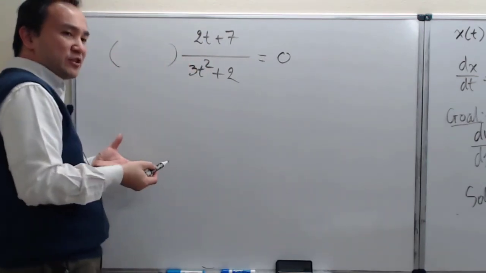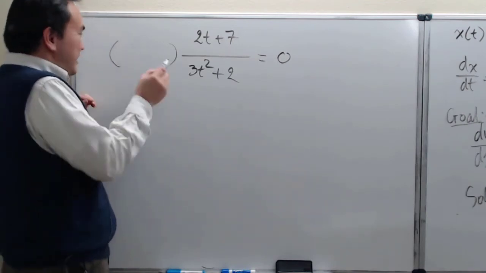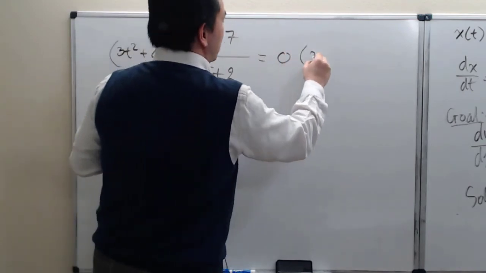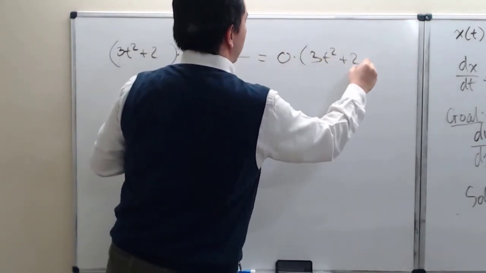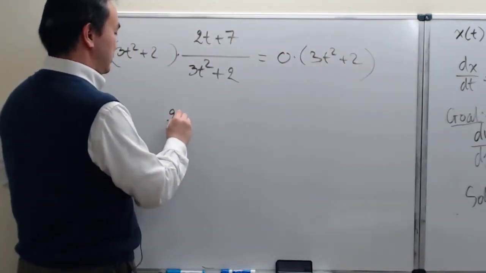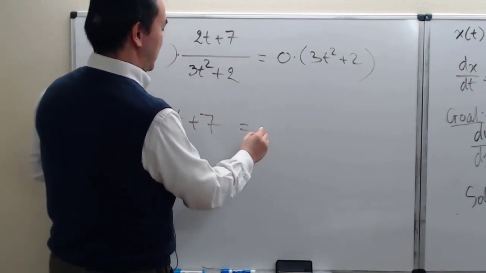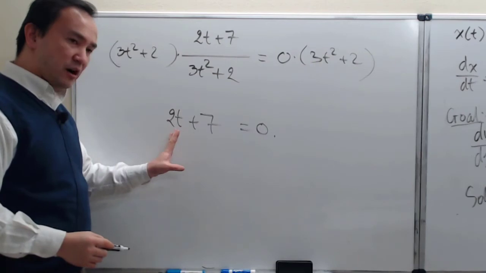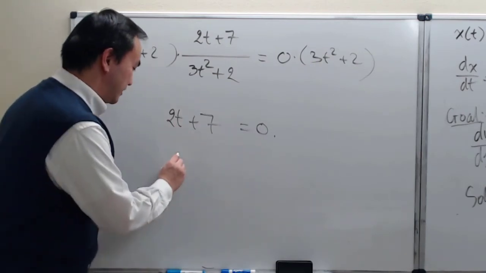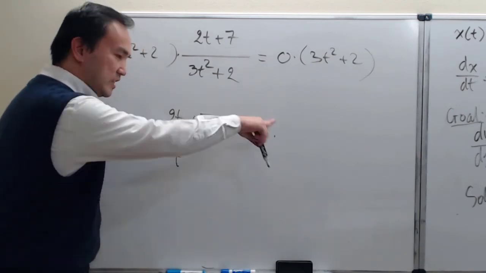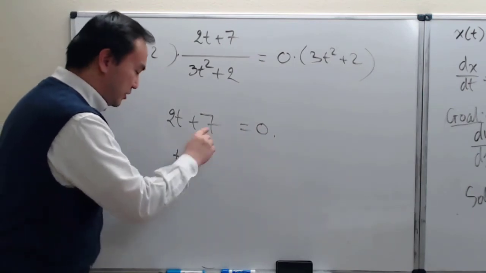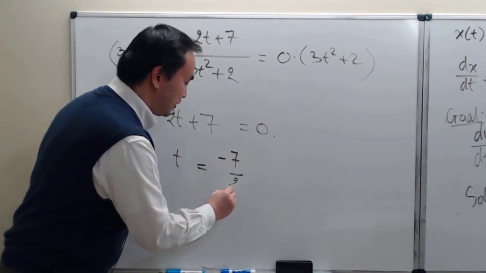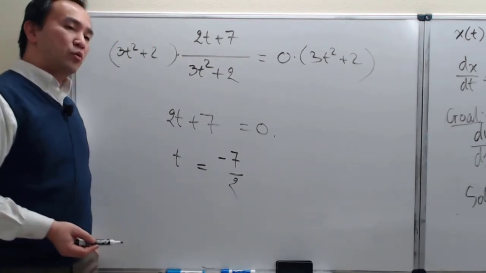It's just a technique for solving equations. It's really nothing calculus. Multiplying both sides by 3t squared plus 2, that gives me 2t plus 7 equals 0. Now this equation is a lot simpler for us. We can just solve for t by subtracting 7 to the other side and dividing both sides by 2. Our final t value is negative 7 over 2. And we only found one answer.